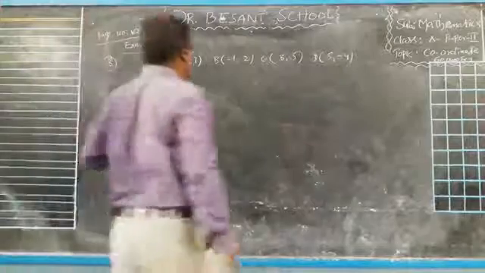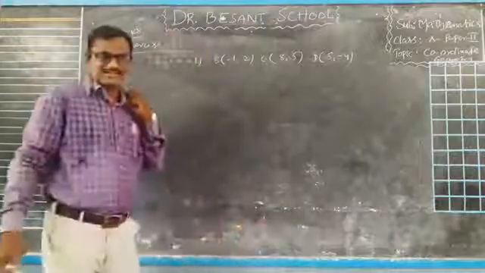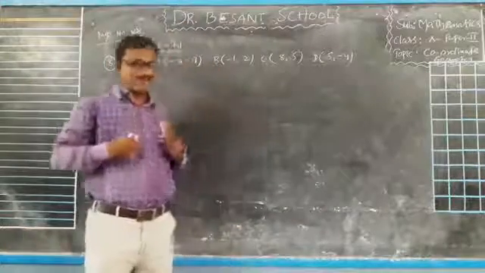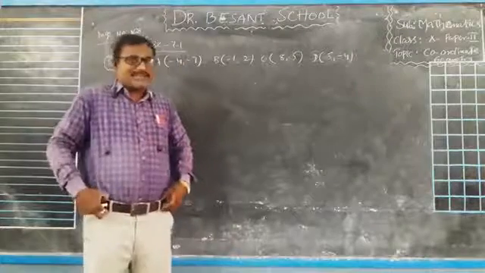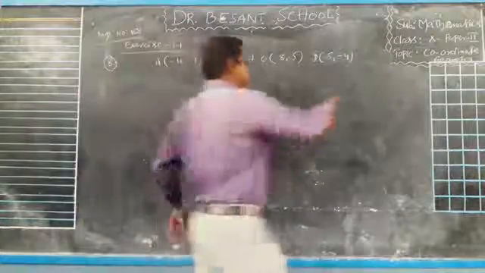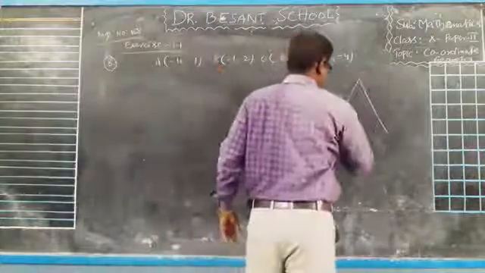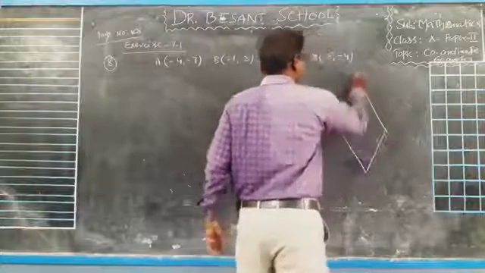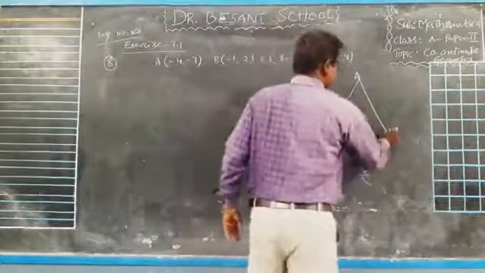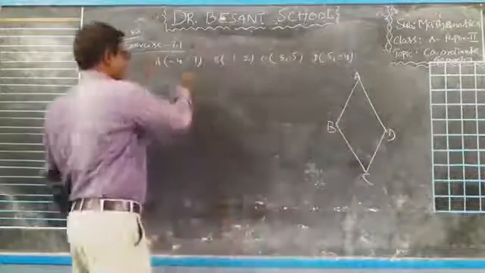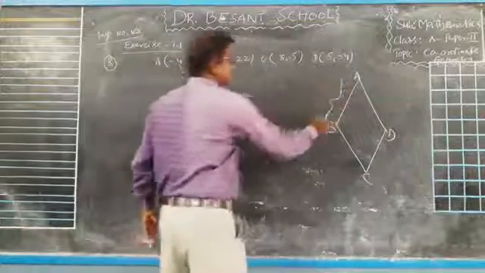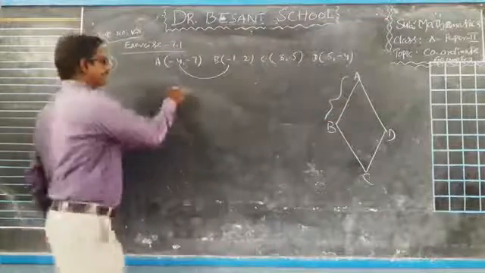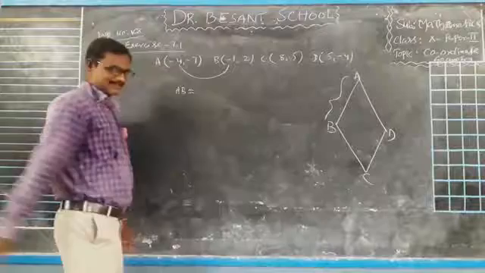Okay, children. So how to show these vertices form a rhombus? I will not do the solution, I am just going to explain how to do it. Let it be A, B, C, D. First you find out AB distance by using the formula root of (x2 minus x1) whole square plus (y2 minus y1) whole square.